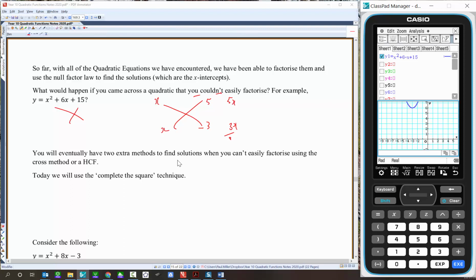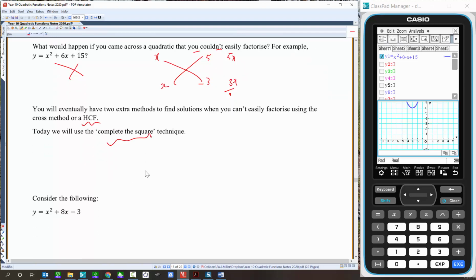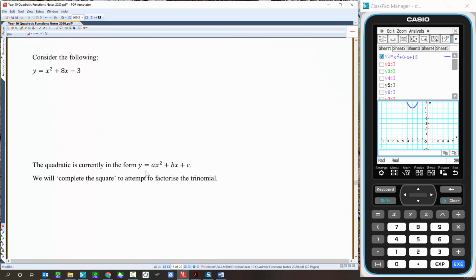So you'll eventually have two extra methods to find solutions when you can't easily factorize using the cross method or a highest common factor. And we're going to look at completing the square. Right, so here's the following function. y equals x squared plus 8x take 3. Let's try that one out and see what it looks like. There it is. Okay, so it's certainly got x-intercepts.